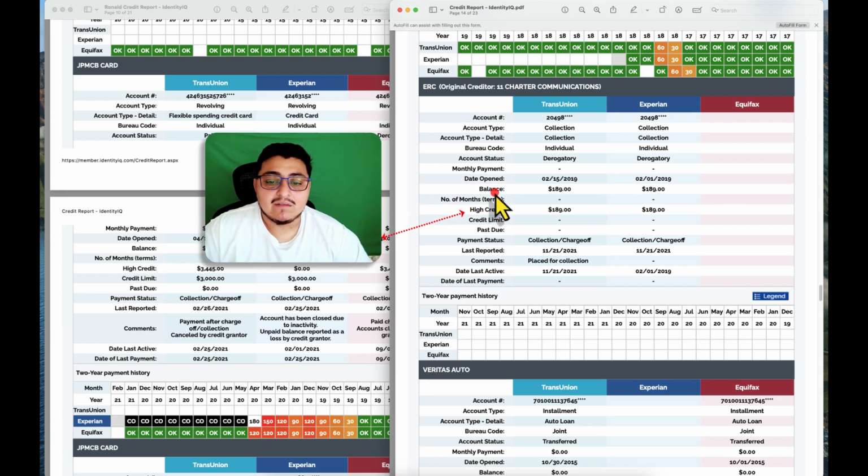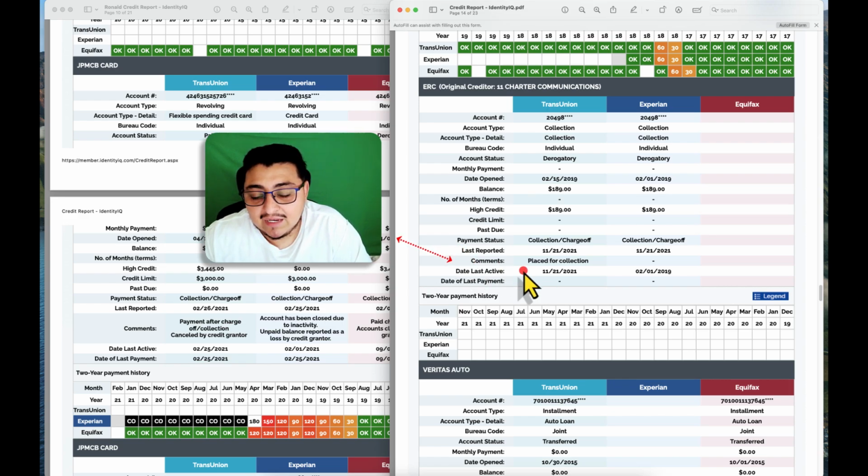Again, look at the balance, number of terms, high credit, credit limit, past due, payment status. I don't really look into these a lot, or last reported. I don't really care too much about the comments. Again, the date of last activity, that's where my eyes always go, like I mentioned before. This is saying that the date of last activity on this account was November 21st, 2021.